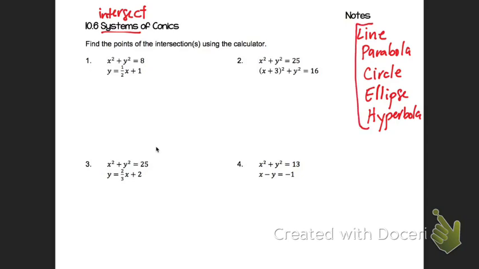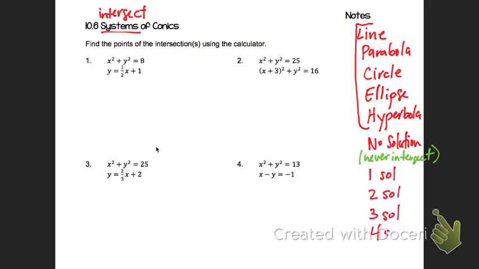And before we even solve a system, we're actually going to identify what kind of equation it is. From there are several options of solutions that you could have. So you could have no solution, and no solution would mean that they never what? They never intersect. You could have 1 solution, 2 solutions, 3 solutions, or 4 solutions. So we could have any of these combos.